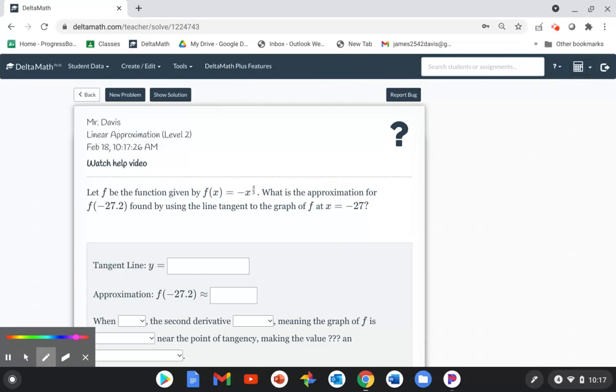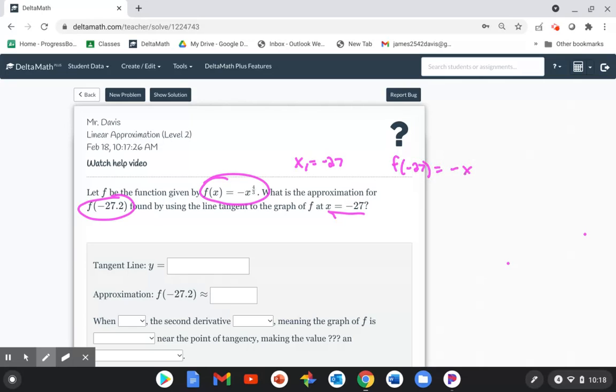So the first thing we need to do is get the tangent line equation. The x that we're using here looks like it is negative 27. We're going to estimate negative 27.2. And here is our function. So we've got our x1, it's negative 27. We need to get a y1 and we need to get an m. For our y1, we're just going to plug it into f. So f of negative 27 is negative, negative 27 to the 4/3 power.